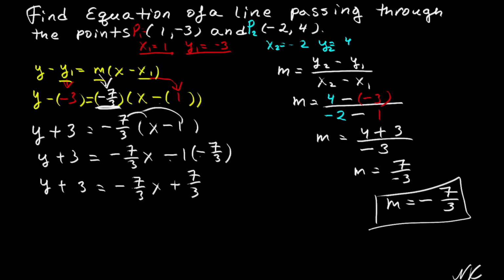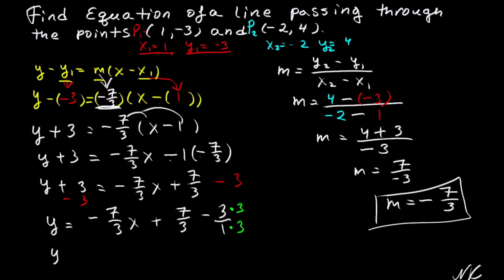So let's solve for y by subtracting 3 from both sides. And we get y is equal to -7/3 x plus 7/3 minus 3. We need to combine numbers. Let's combine 7/3 minus 3. -3 is over 1. We need a common denominator, which is 3. So let's multiply 1 by 3. Whatever we multiply the denominator by, we multiply the numerator by the same thing, because 3/3 is equal to 1. And multiplying by 1 preserves the value.